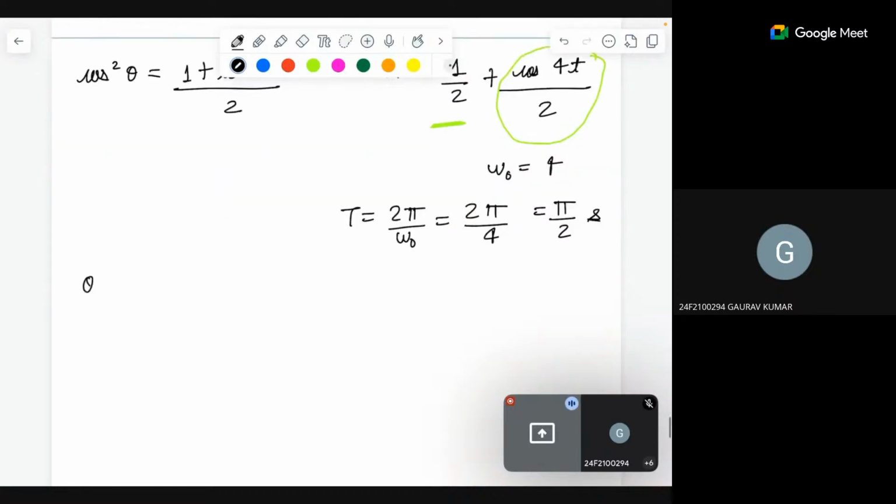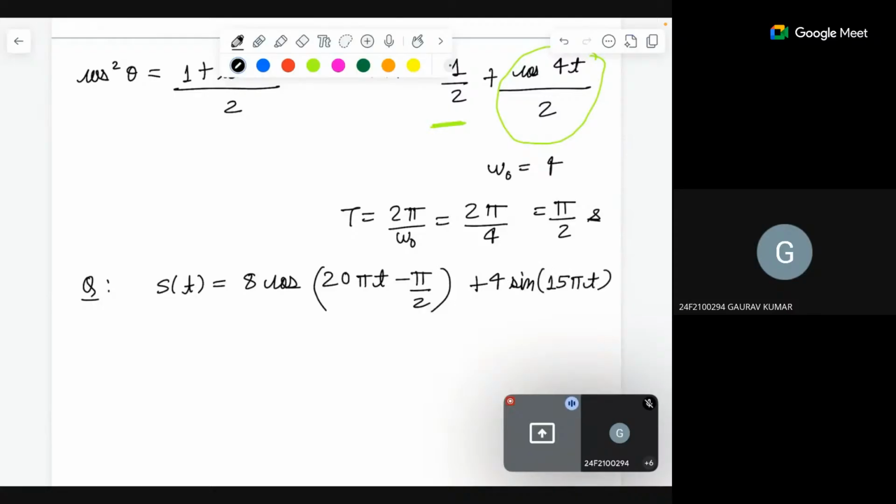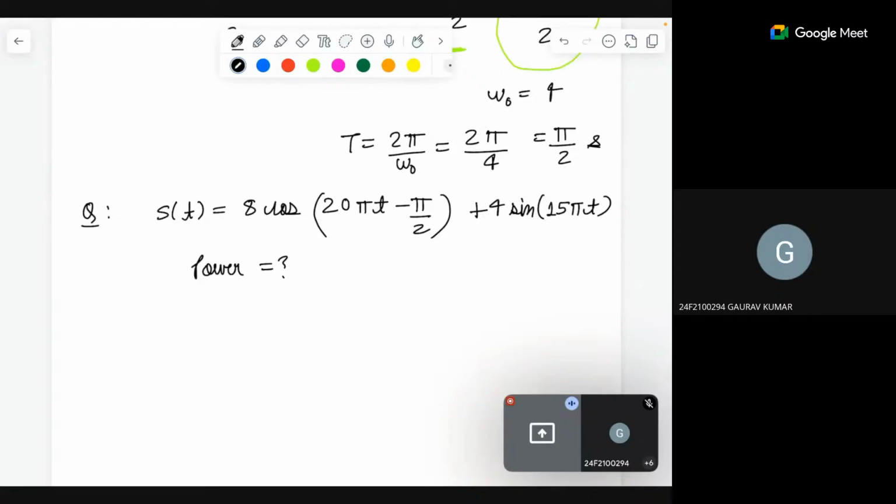Okay, now another quick question. This signal x(t) is 8 cos(20 pi t minus pi by 2) plus 4 sin(15 pi t). Tell me the power of this signal x(t). Quickly do it. Just 1 minute.